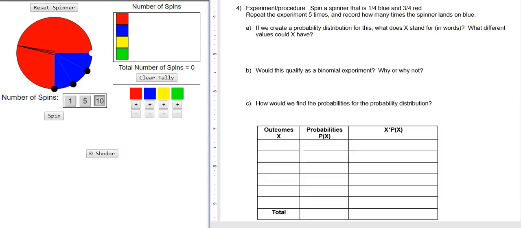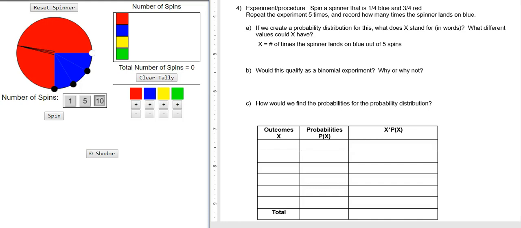The first thing we need to think about is if we were going to create a probability distribution for this, what do we want the X to stand for? In this one, if we're recording how many times the spinner lands on blue, and we're doing this 5 times, then our X would stand for how many times out of the 5 we get a blue. So this would be the number of times the spinner lands on blue out of the 5 times that we spun it.